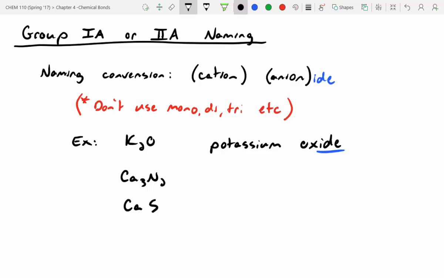I have some questions. Yeah. But is there like a simple way to know when it's ionic or covalent to use the naming process? That's a great question.